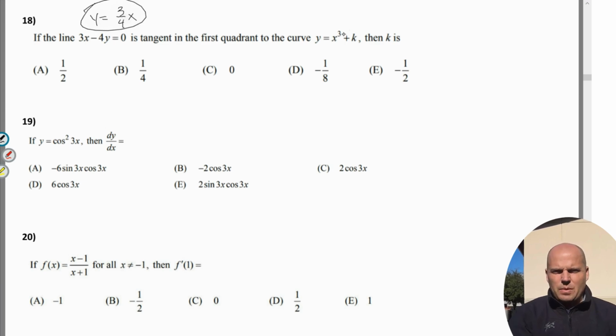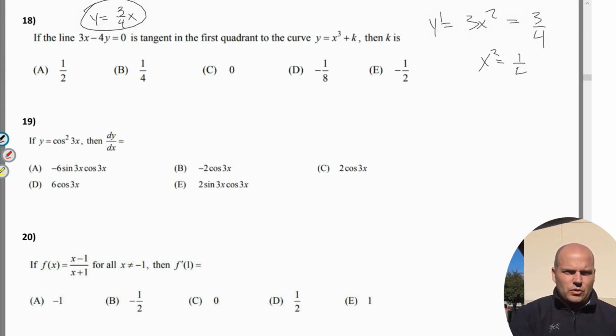Well, the key to these problems is that you need to share two things. You need to share a slope, first of all. So we know that the slope of x cubed plus k is 3x squared. Well, 3x squared has to equal 3/4 somewhere. And I realize that's when x squared equals 1/4, when x equals plus or minus a half. We're looking in the first quadrant, so I'm going to go with positive a half. Oh, that's not that bad, but that's an x coordinate.